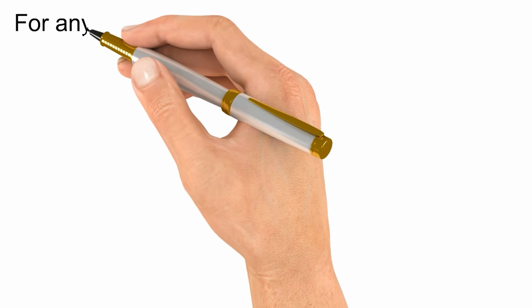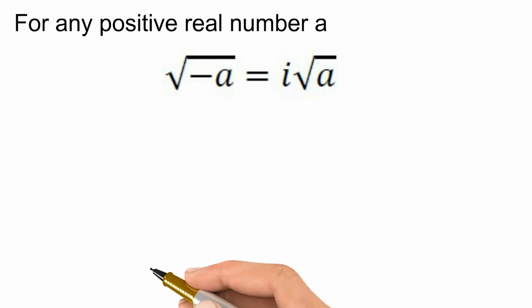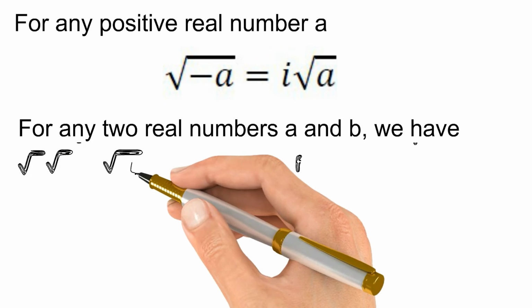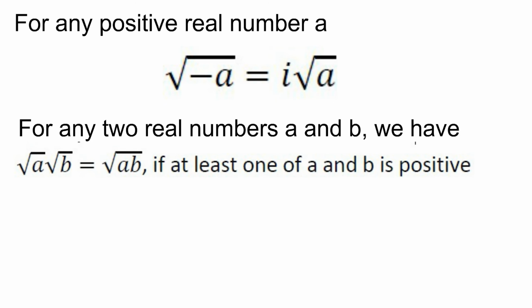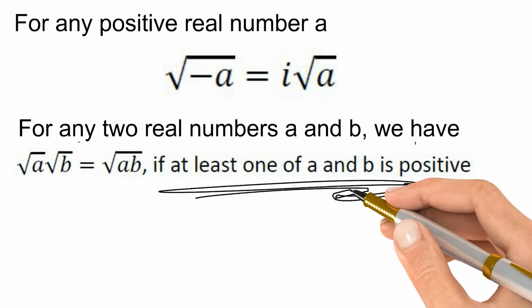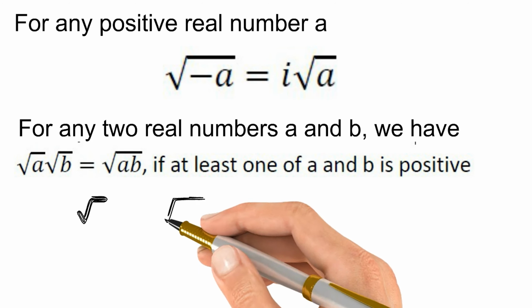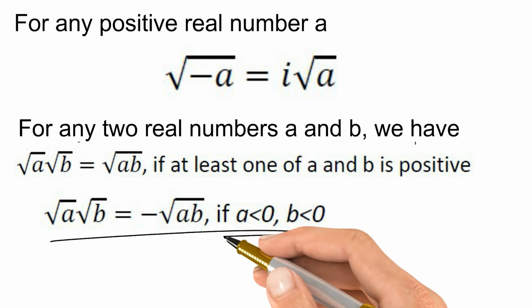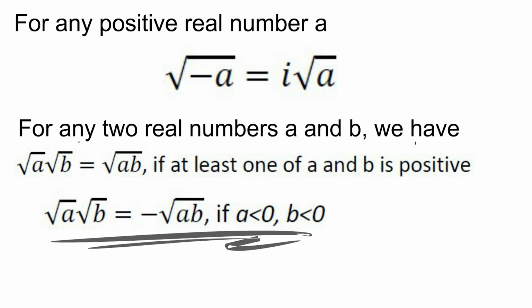Now for any positive real number a, root under minus a equals i root a. For any two real numbers a and b, we have root a into root b equals root under ab if at least one of a and b is positive. Root under a into root under b equals minus root ab if a is less than 0 and b is less than 0.